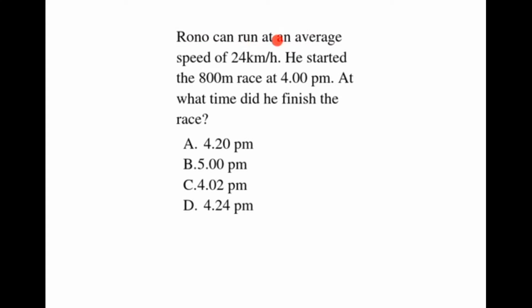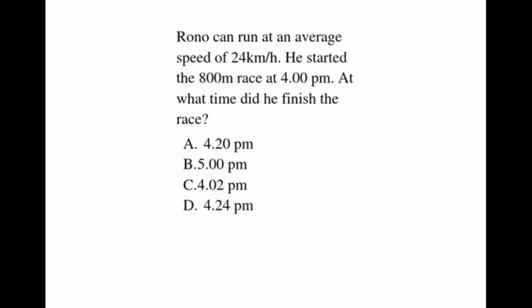Rono can run at an average speed of 24 kilometers per hour. He started the 800 meters race at 4 p.m. At what time did he finish the race? Let us analyze the question first. The average speed was 24 kilometers per hour. The race here is an 800 meters race and he started at 4 p.m. So the question asks us, at what time did he finish the race?